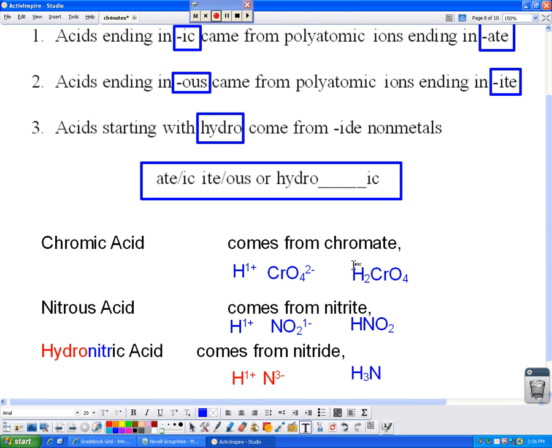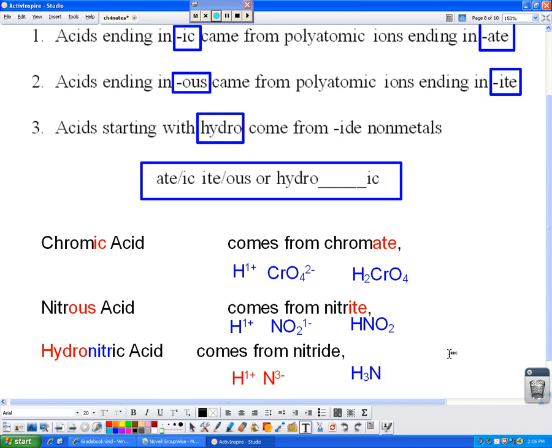Ate-ic, chromate, chromic. Chromic, really chromate right there. And then nitrous, really nitrite. And hydronitric is really just hydrogen and nitrogen. How did I know nitrite was NO2 -1? It's on the back of the periodic table. It's very similar to one of the ones you had to remember. Chromate is one of the ones you have to remember.